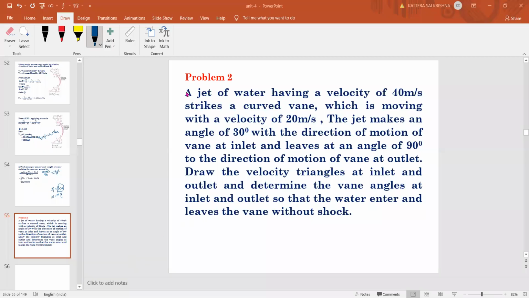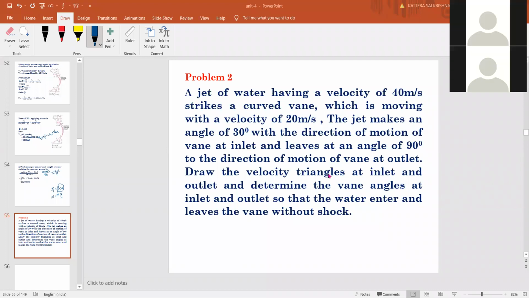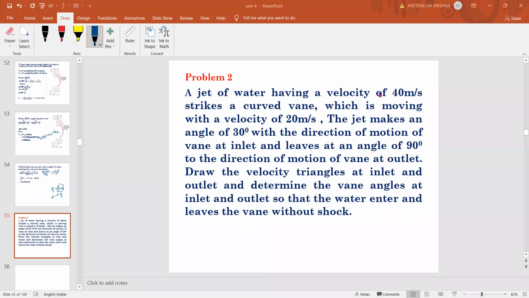Okay, so the second problem on the curved moving plates. A jet of water having a velocity of 40 meters per second, so V1 is 40 meters per second, strikes a curved vane which is moving with a velocity of 20 meters per second. So U1 is 20 meters per second, or the U value is 20 meters per second.